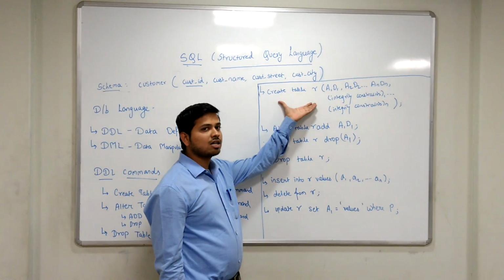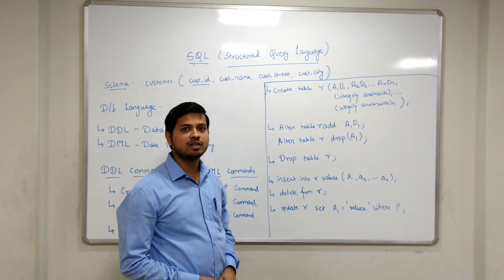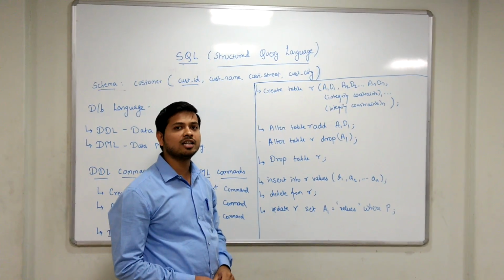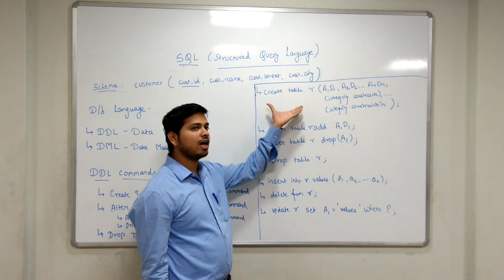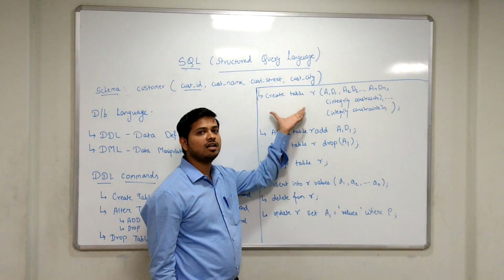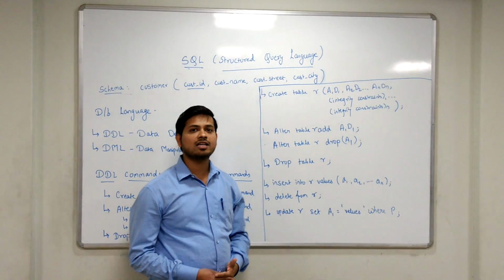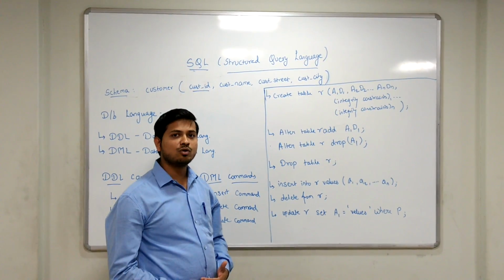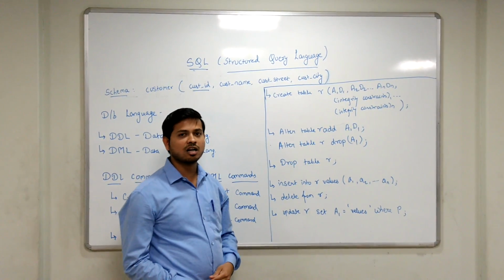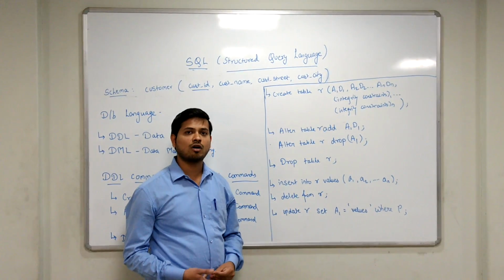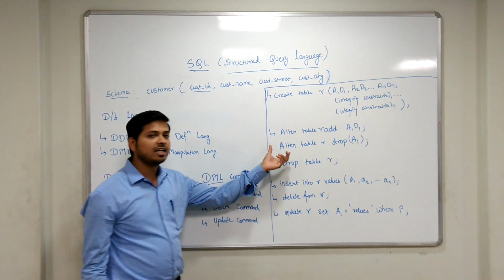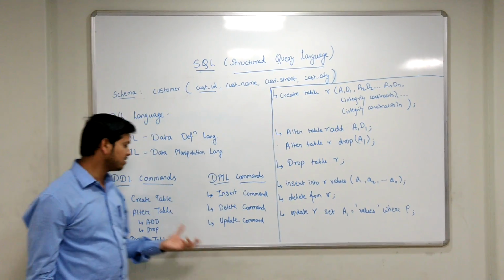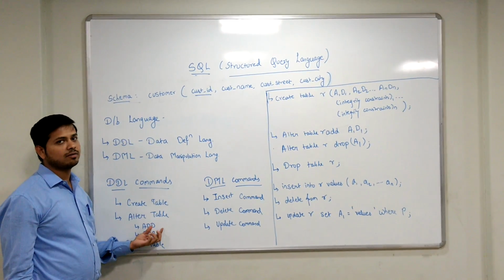By using this command, we create the structure of the database, or we can say we create the relational database. First of all, we have to create the database, then we can manipulate it, that is, add more attributes into the existing structure or delete an existing attribute from that structure. For adding or deleting attributes, we have the second command, that is the alter table command.